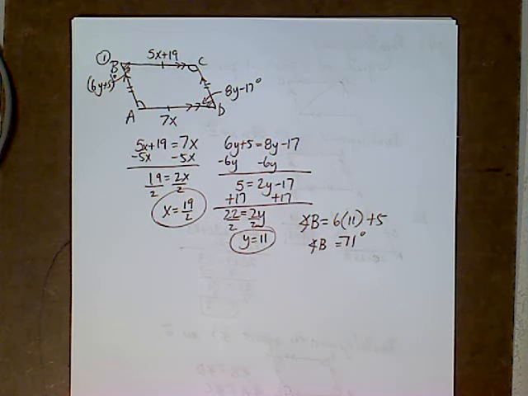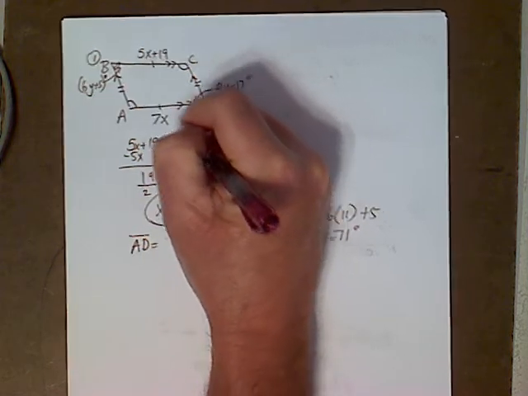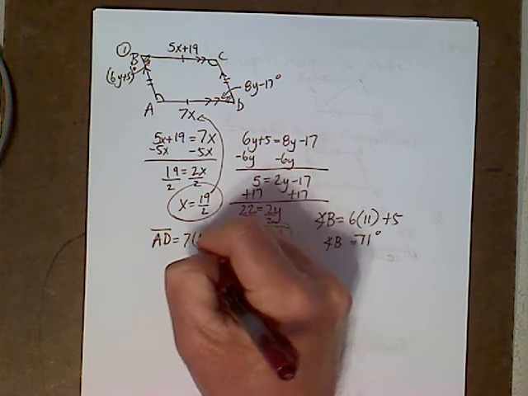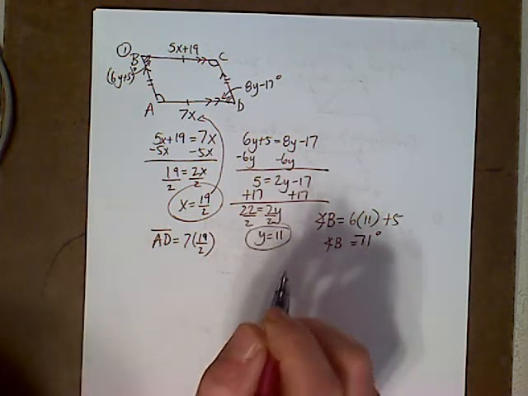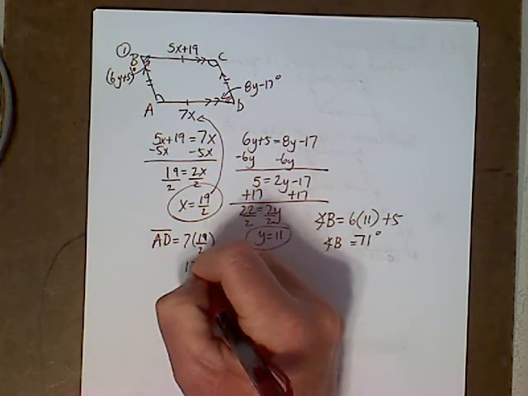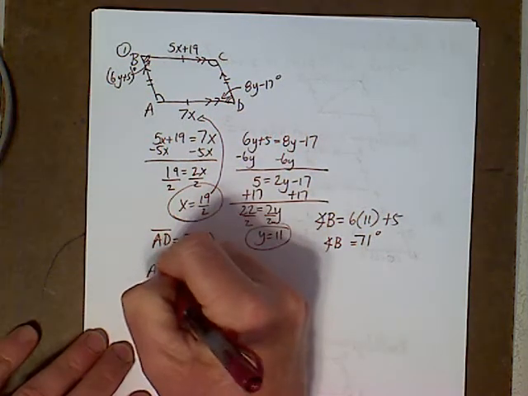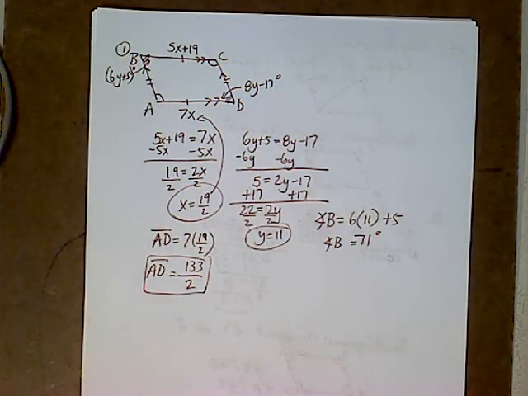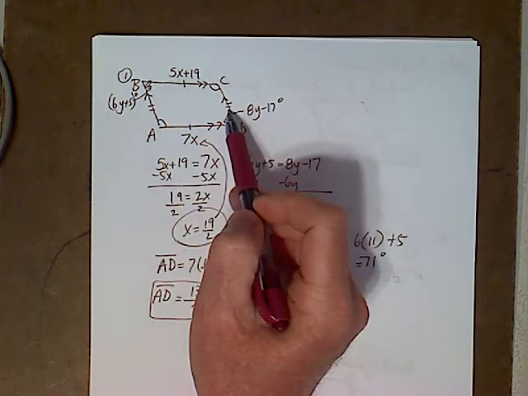Okay, if I wanted you to find side AD, I would take and plug the 19 over 2 in here for x. So I would have 7 times 19 over 2, which gives me, I don't know, my calculator is sitting here. What is this, 133 over 2? I think that sounds right. Let me do a little quick math on that. Yeah, 133 over 2 is the length of side AD. Okay, remember, don't always expect perfect numbers. Sometimes that doesn't happen. So again, that illustrates the opposite sides are congruent theorem.